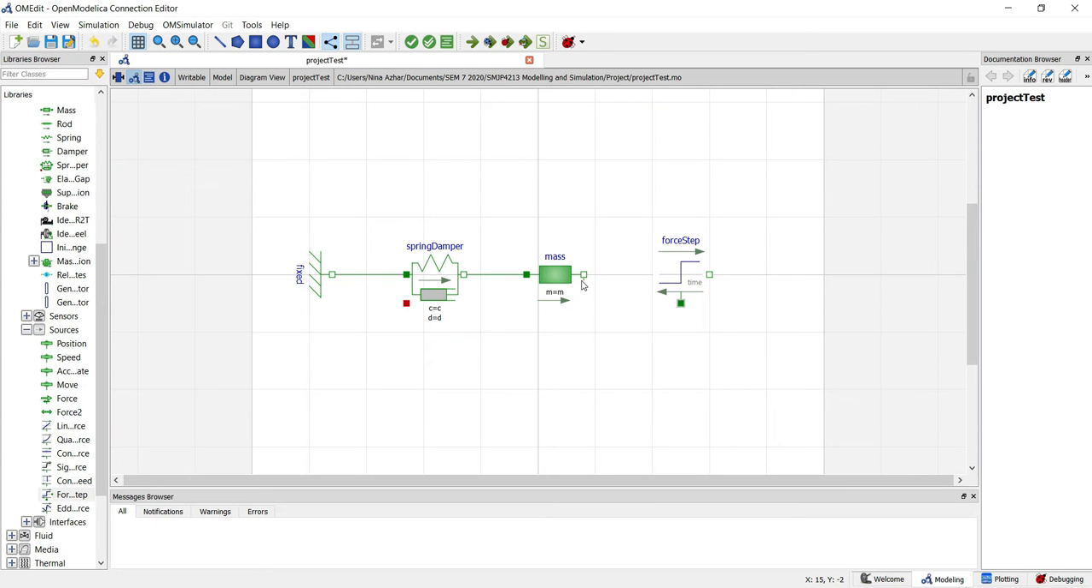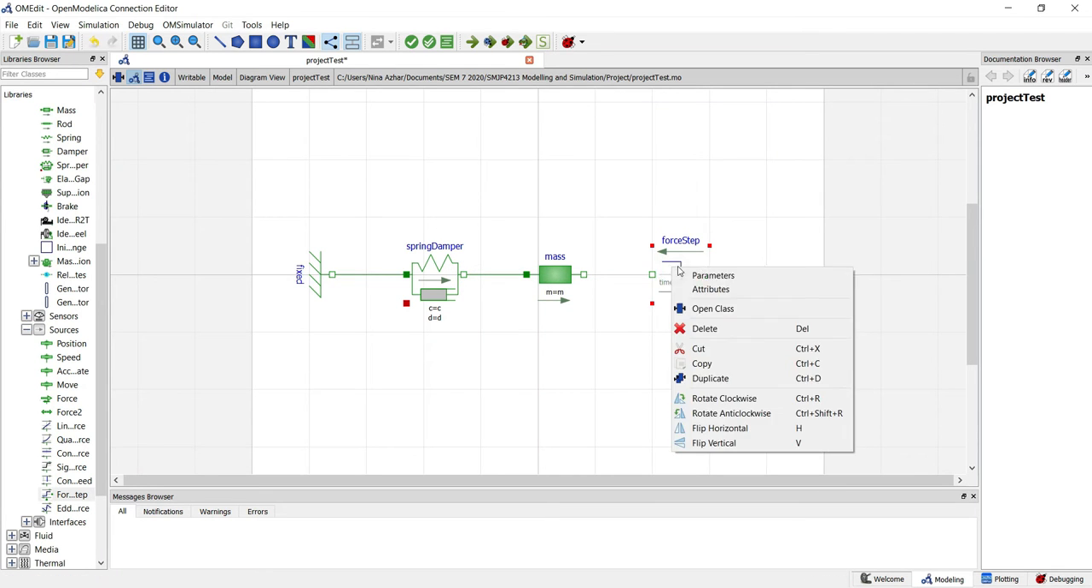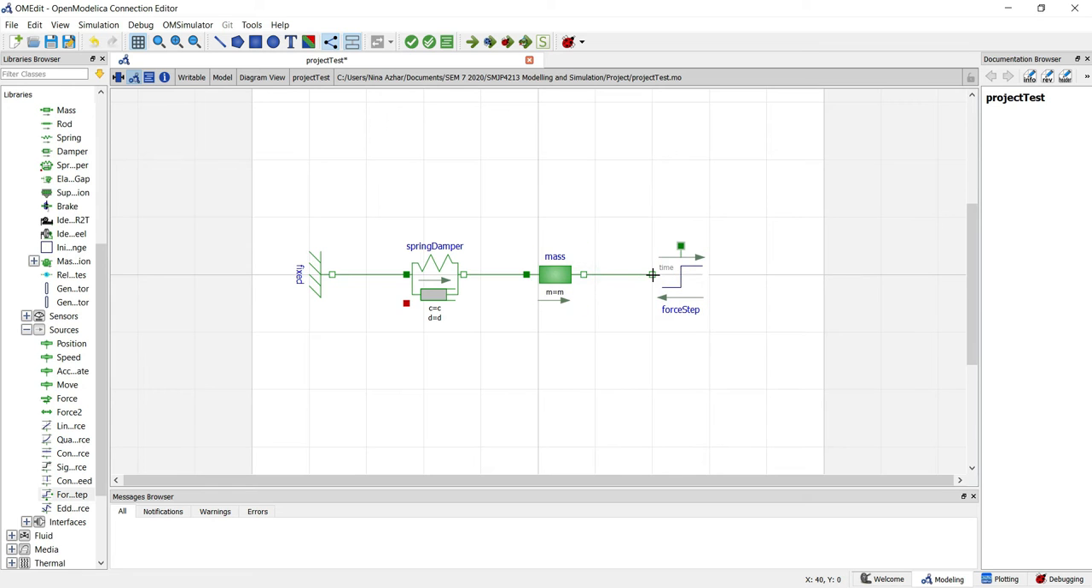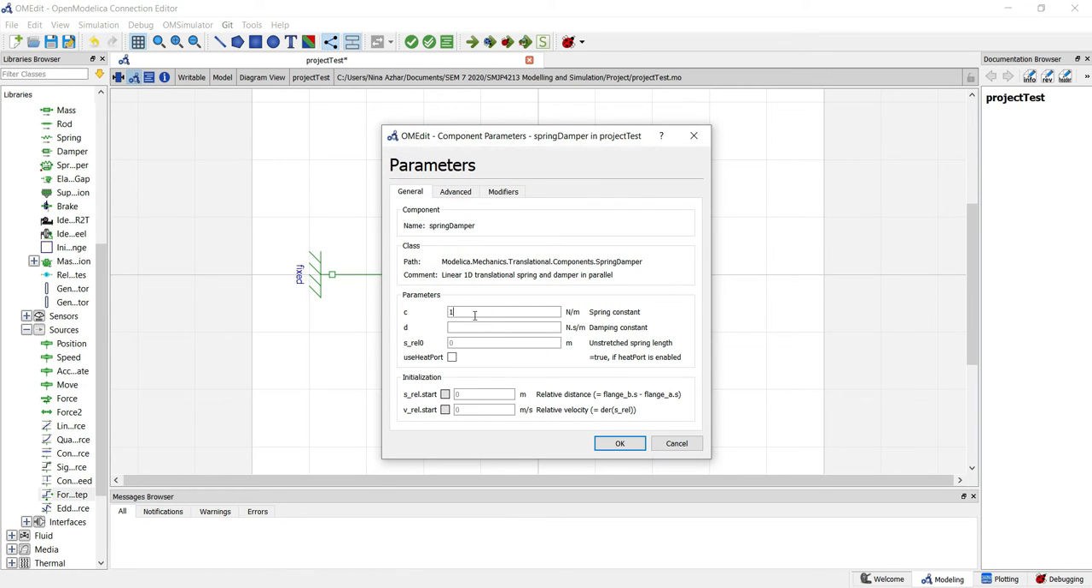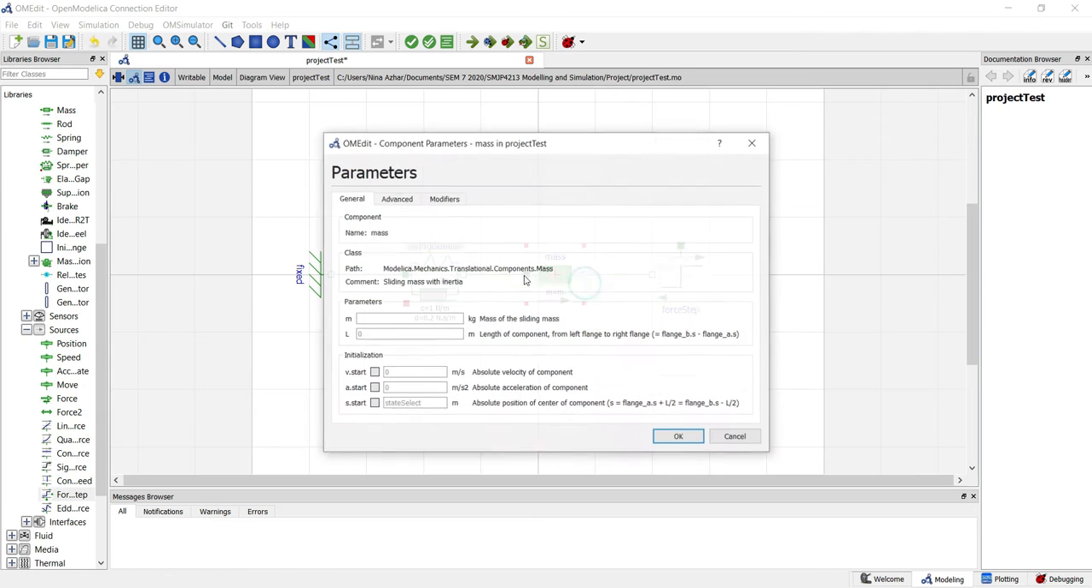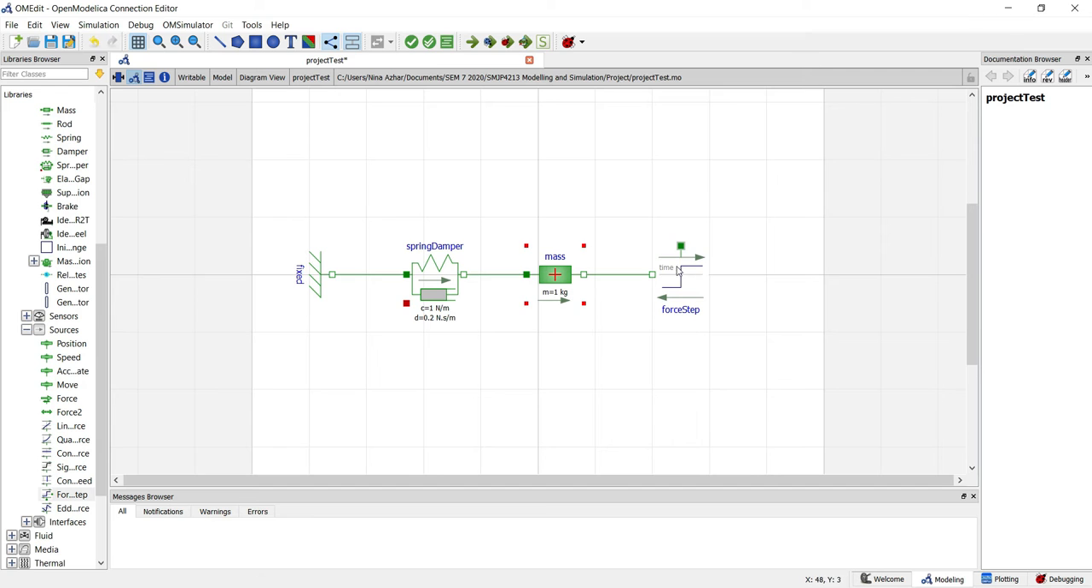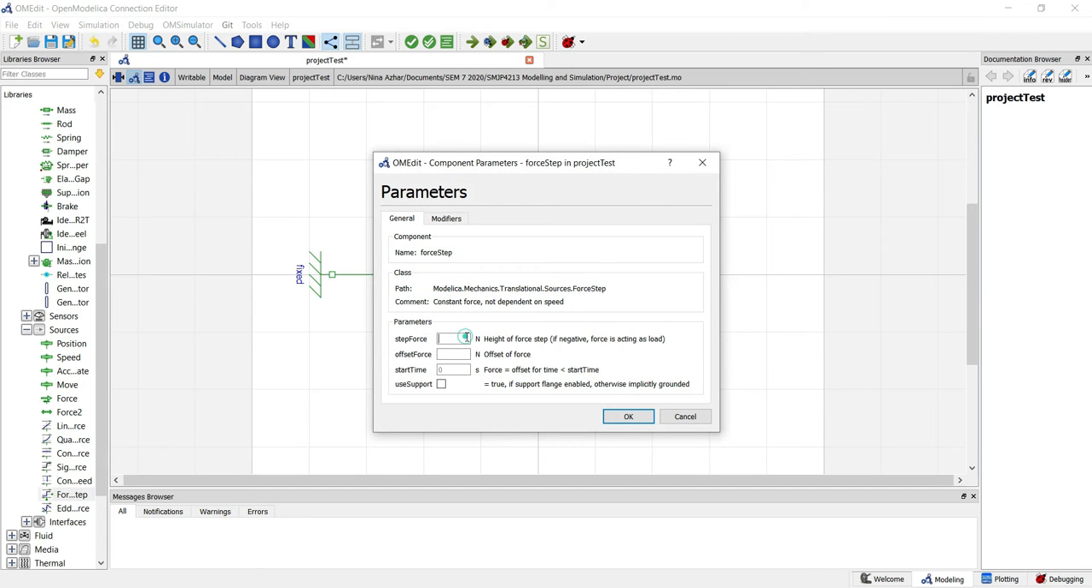A spring damper mass system is shown in this figure. The spring constant is 1 Newton per meter, the damper constant is 0.2 Newton seconds per meter. The mass is 1 kilogram and the original position of the right side of the mass is at 1.5 meters. A horizontal force F of 3 Newtons is applied to the mass.